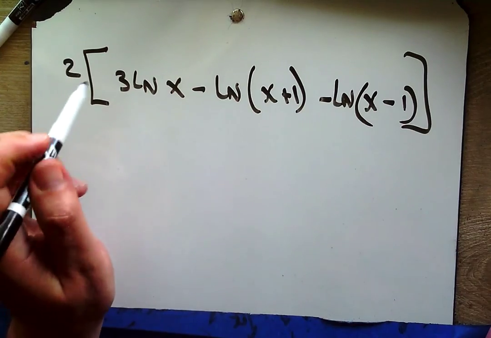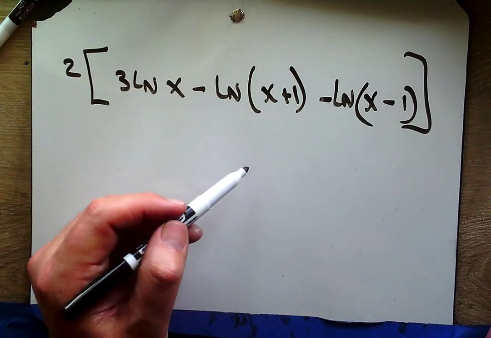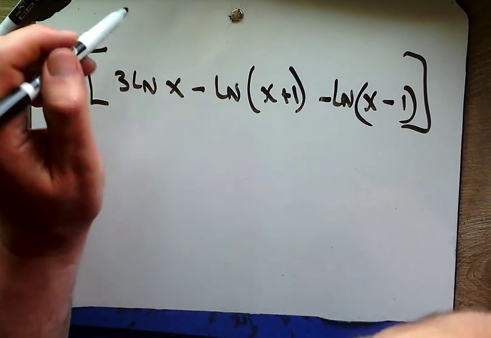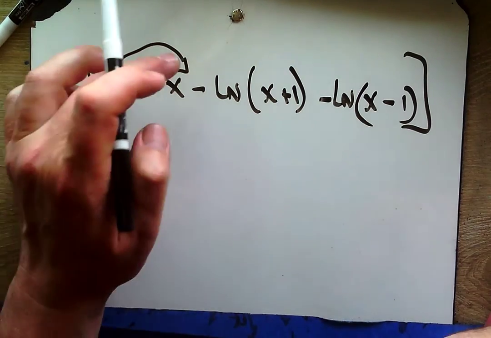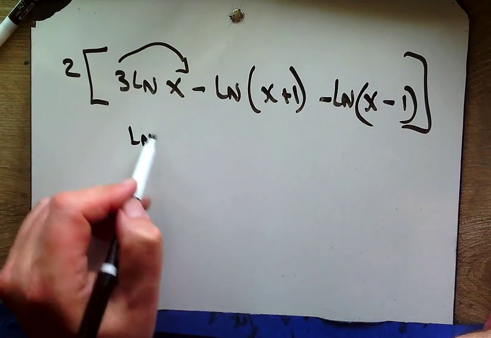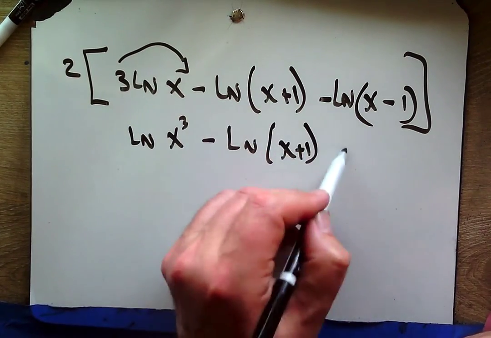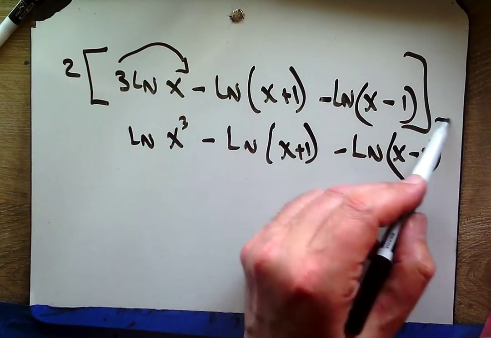Well, I guess I could distribute that too. I think many of you are going to do that. I would kind of prefer just to kick this up and get ln x to the 3rd minus ln x plus 1 minus ln x minus 1.